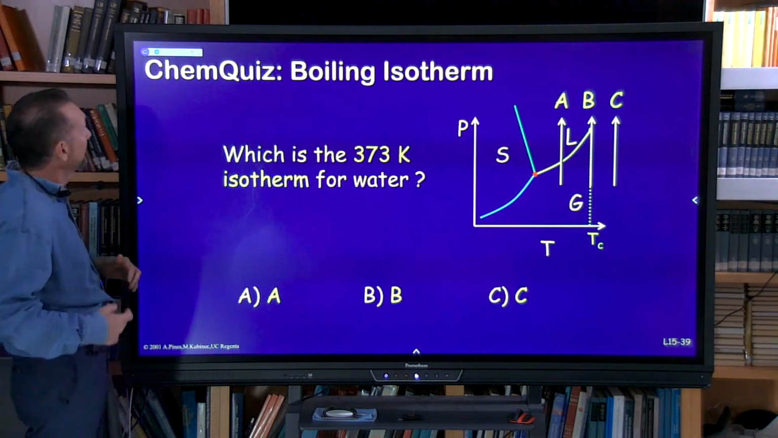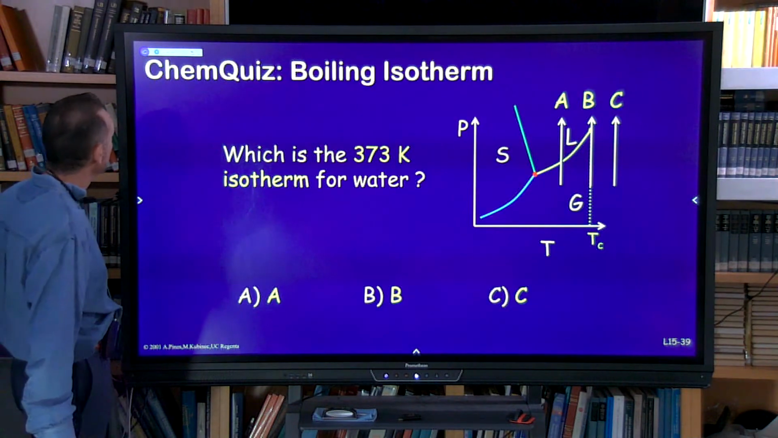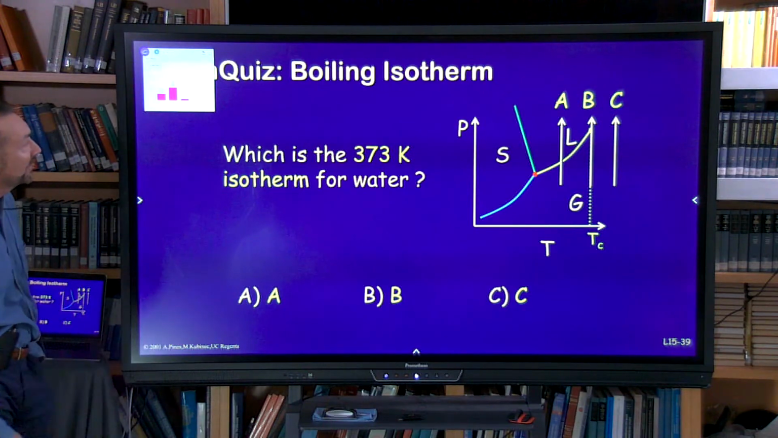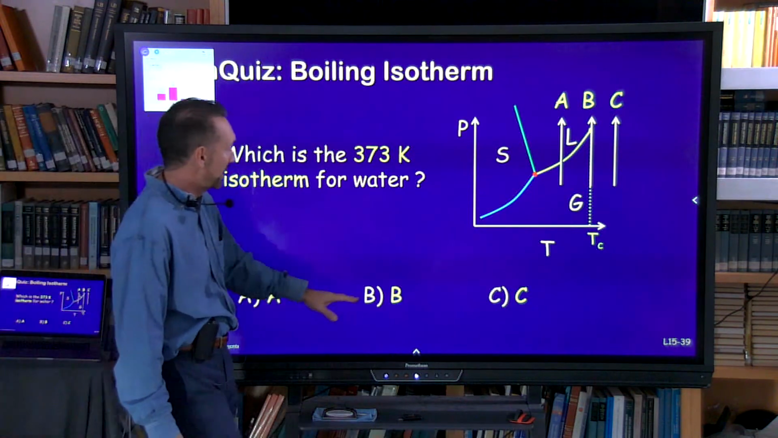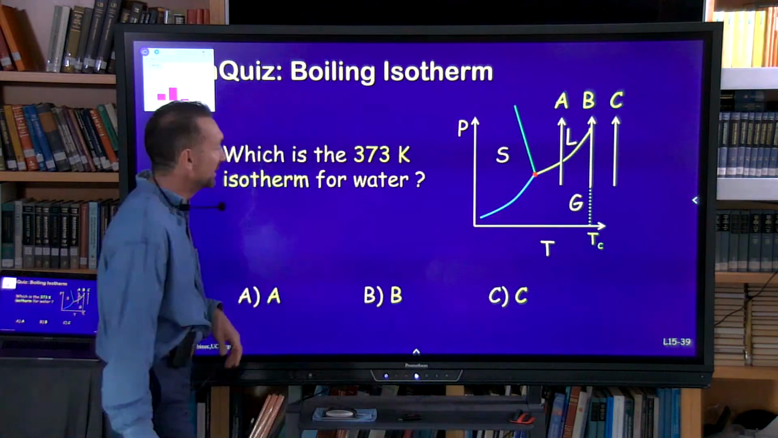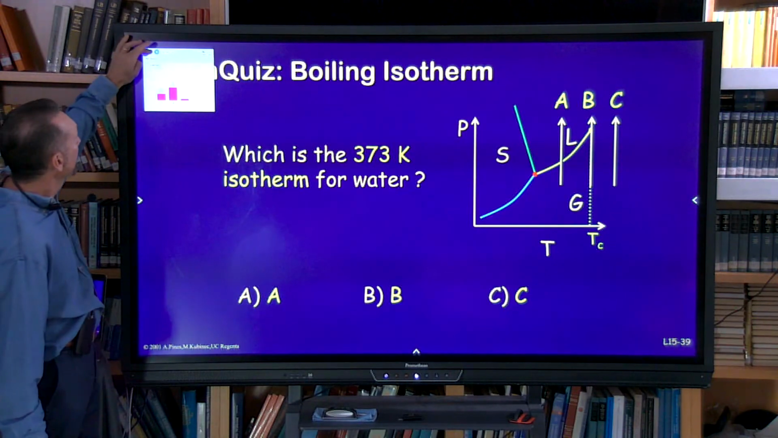Okay, we're back. Let's see what you're thinking. Give you a minute to push a button. Oh, you can't because I turned it off already. Let's see what you were thinking. Many of us thinking B. This temperature here is 373. That's getting close to half of us.